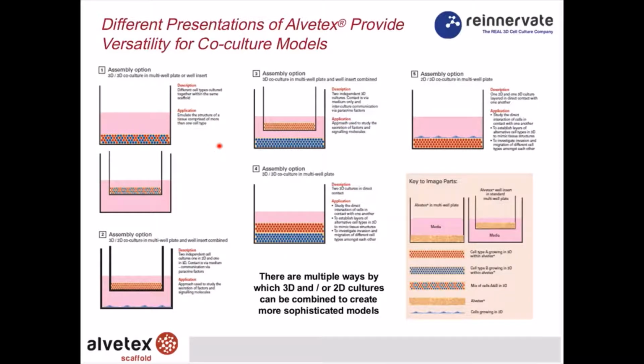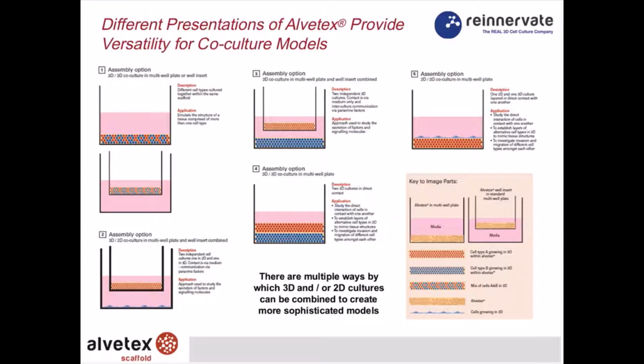our product. So here we've got a disc of Alvetex scaffold on the base of a multi-well plate, and we've seeded into that 2 cell types simultaneously. That can be done inside a plate or inside a well insert. In this scenario, we've got a 3-dimensional culture of a single cell type in the well insert and a 2-dimensional culture of a second cell type on the base of the well on a standard plate. Here we therefore have signaling capability between the 2 cells via paracrine signals.